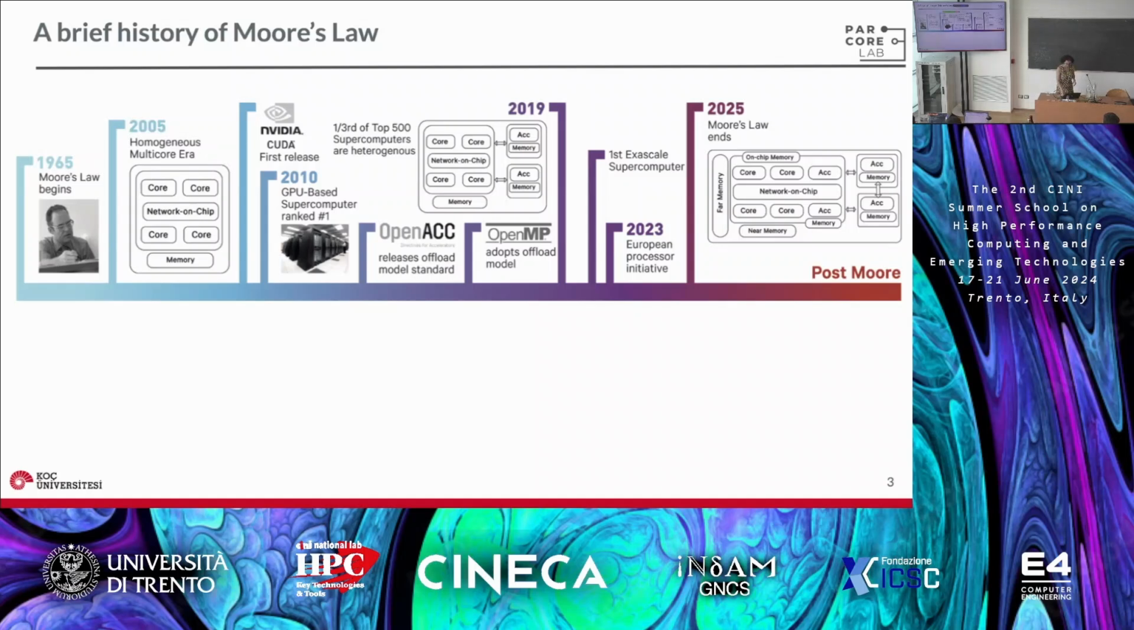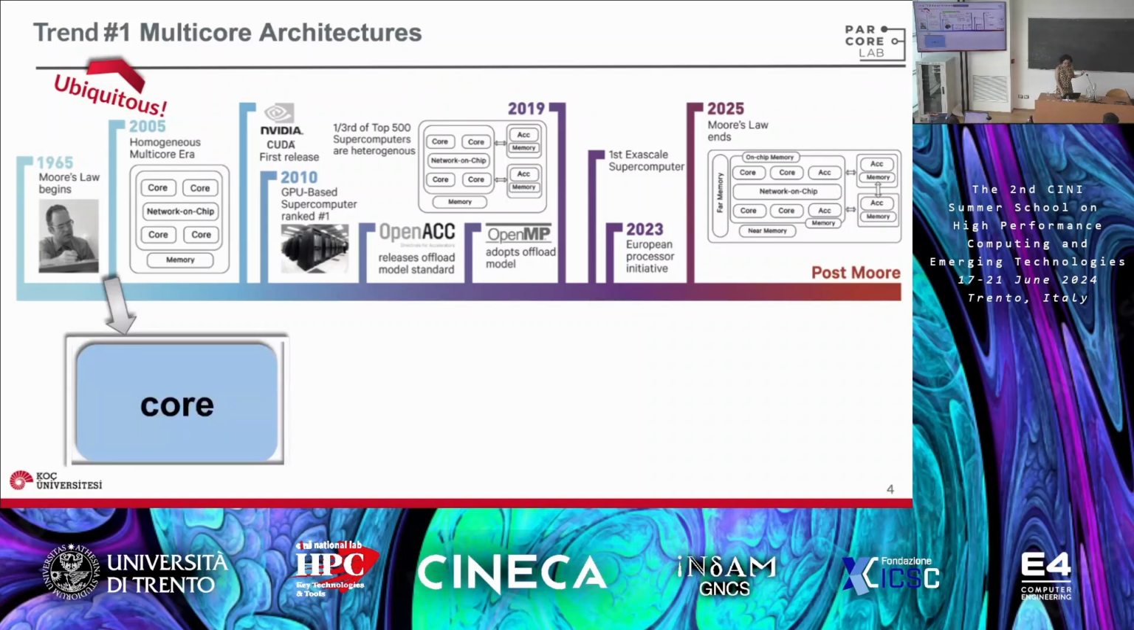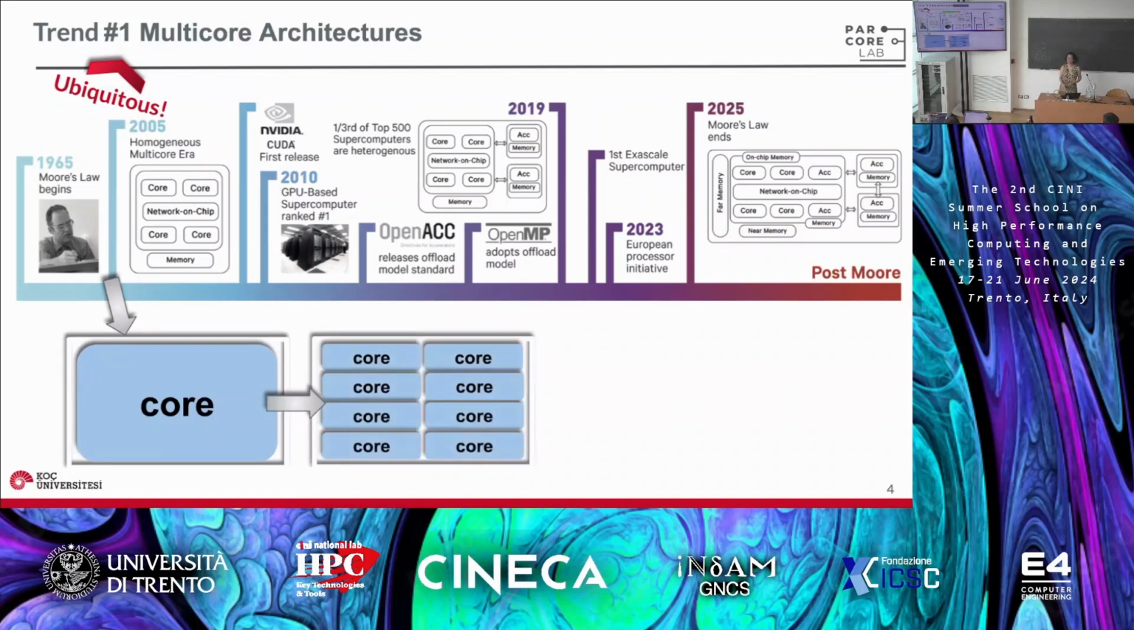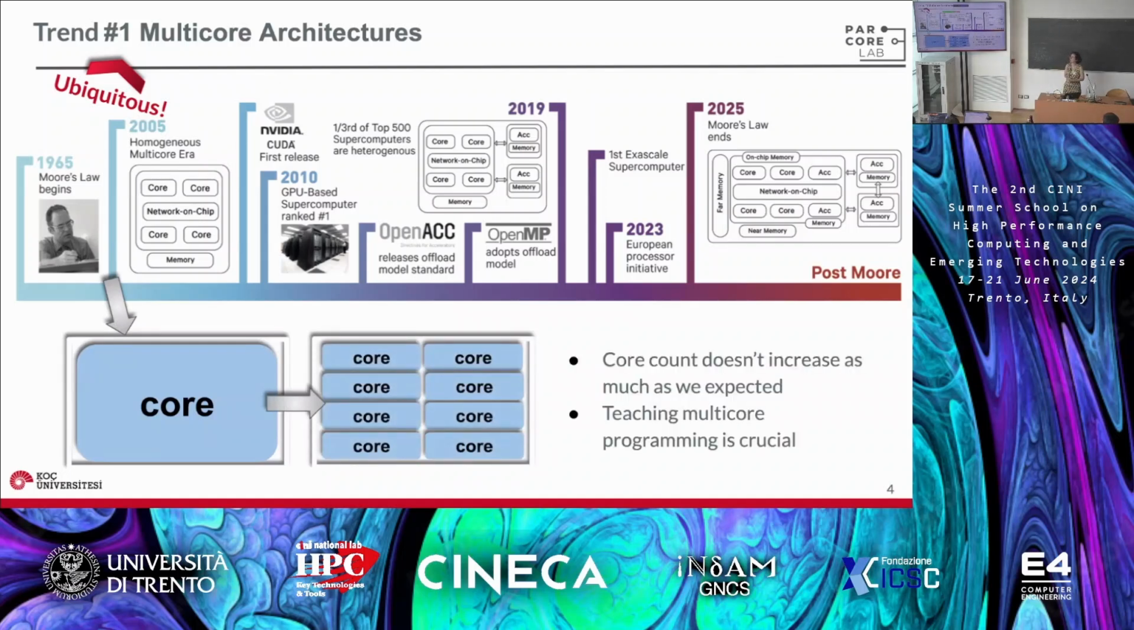So we started having the first multi-core architectures around 2005. They were first introduced and then became common. We had a single core, and then we started having multiple cores in a chip. And programming became a bit more difficult. So teaching multi-core programming became essential and part of the undergraduate curriculum.